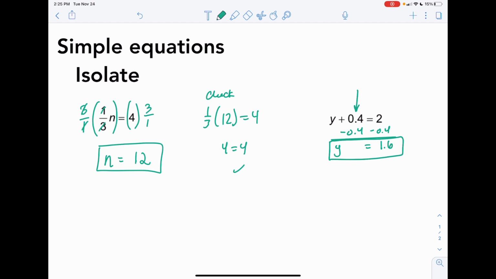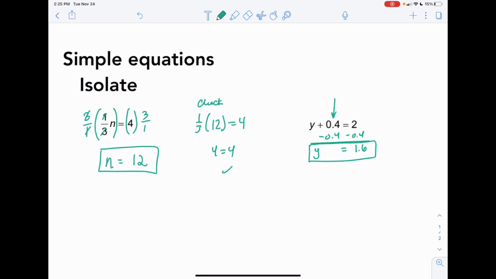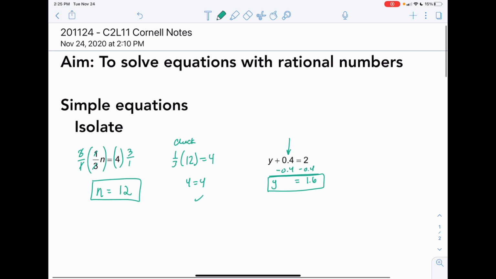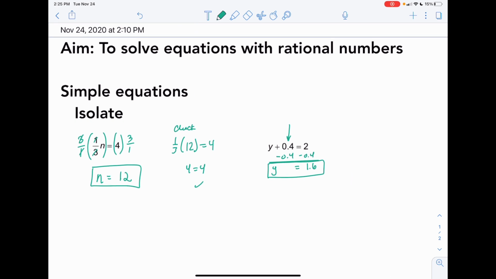Now, simple could mean 2 steps or 3 steps, but they're all fairly simple. We don't have to do a whole lot. Now, when we're dealing with rational numbers, which could be fractions or decimals, remember from our first chapter this year, rational numbers are any number that can be written as a fraction. Up until now, we've kind of just used integer coefficients, like 2n plus 1 is equal to 10, where the coefficient is 2. But here we see the coefficient is 1/3, and here we have a 0.4 as the constant, meaning a term not attached to a variable.